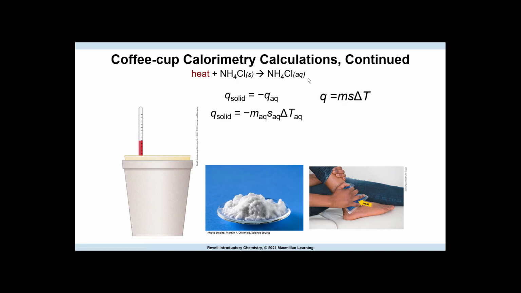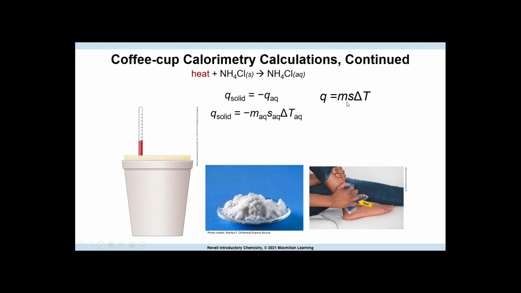How much does the temperature drop when we dissolve ammonium chloride in water? Of course, this depends on how much we use, how much water we use as well. But we can measure the amount of heat absorbed by doing a coffee cup calorimetry experiment. We fill a coffee cup with a known amount of water, and then we add the ammonium chloride and measure the change in temperature. The heat lost from the water is equal to the amount of heat gained by the solid. That is, Q solid is equal to Q aqueous.